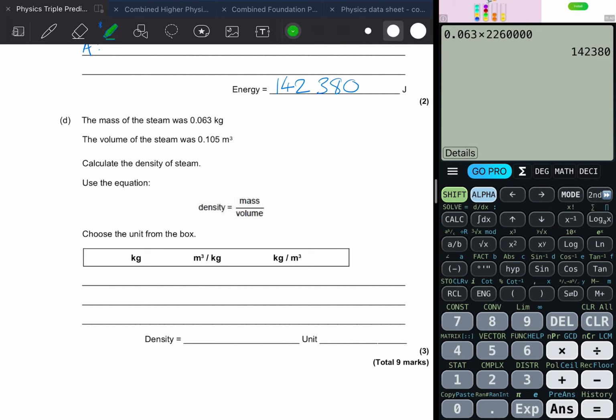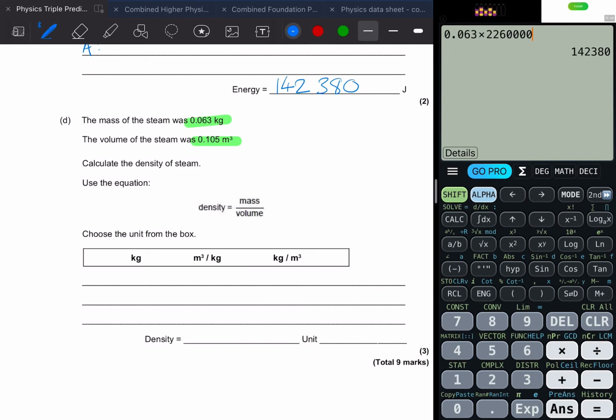Again, highlight it out. The mass of the steam was 0.063 kilograms, and the volume of the steam was 0.105 meters cubed. Now, with density, it can be in grams per centimeter cubed or kilograms per meter cubed. That's in kilograms, and that's in meters cubed. So it's dead easy for this one.